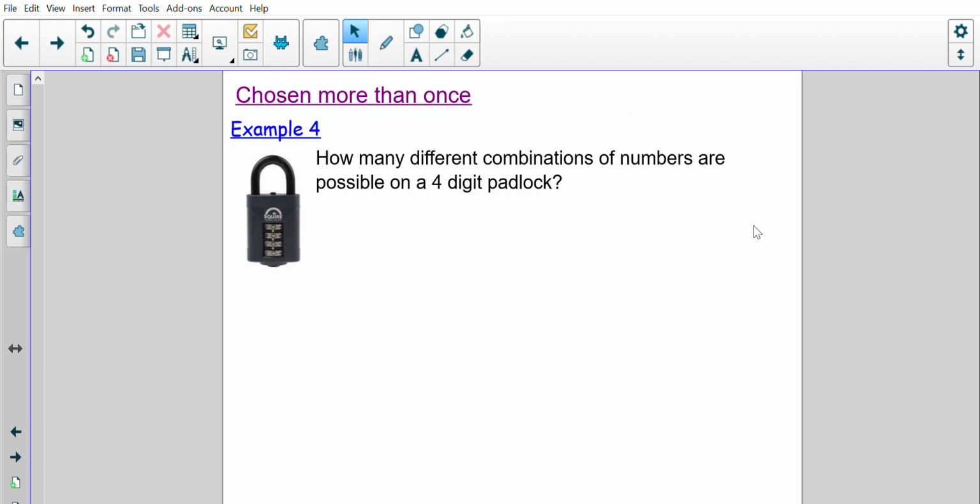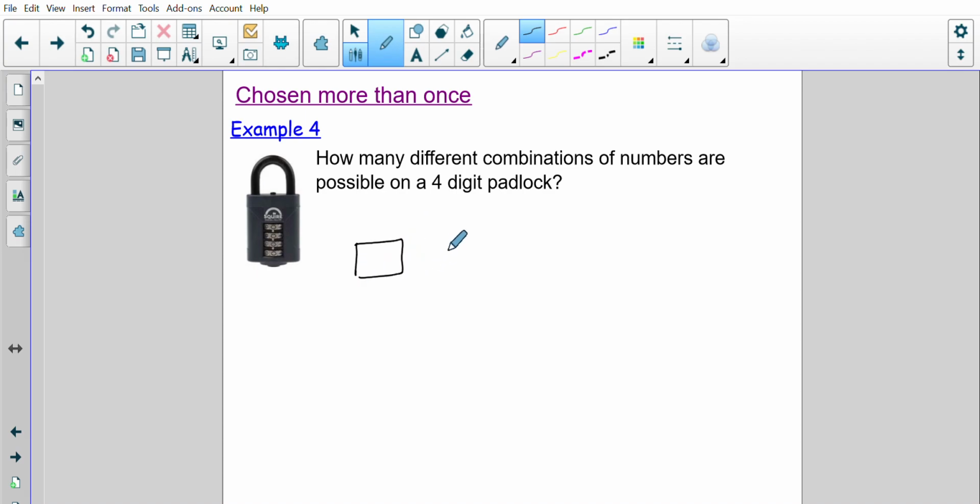So let's first of all look at what happens if we can choose a digit more than once. So we've got here a padlock with a 4-digit combination on it, and we want to know how many different combinations of numbers would be possible on the padlock. So if we draw our 4 boxes again, that's for our 4 digits on the padlock. Each wheel of the padlock has got the digits 0 to 9 on it. So that gives me a possible 10 digits on each wheel.